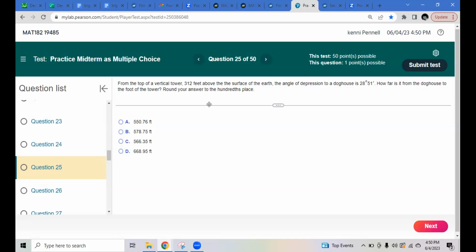Can I have help with this one? Sure. I'm gonna grab a snip so I can draw a picture. Yeah, thanks.